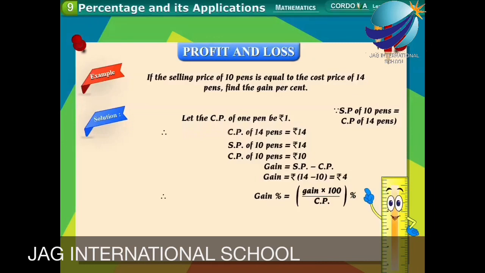Therefore, gain percent is equal to gain multiplied by 100 divided by CP, which is equal to 4 multiplied by 100 divided by 10, which is equal to 40%. Hence, the gain is 40%.